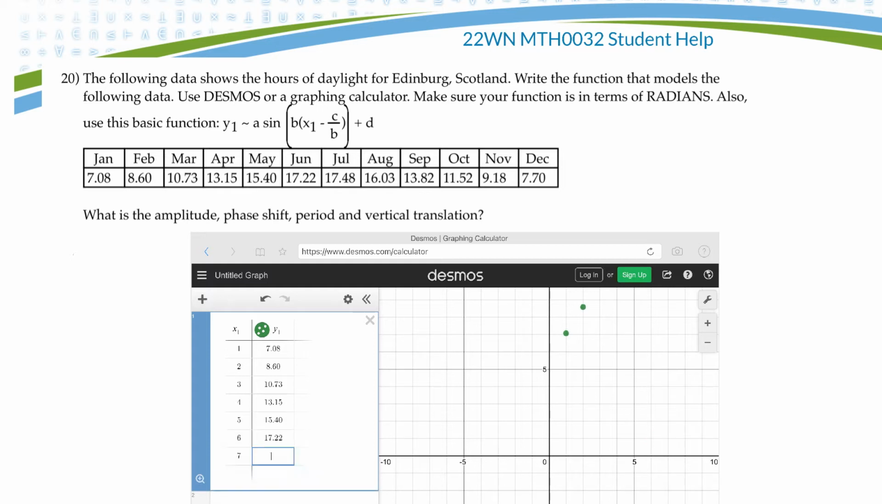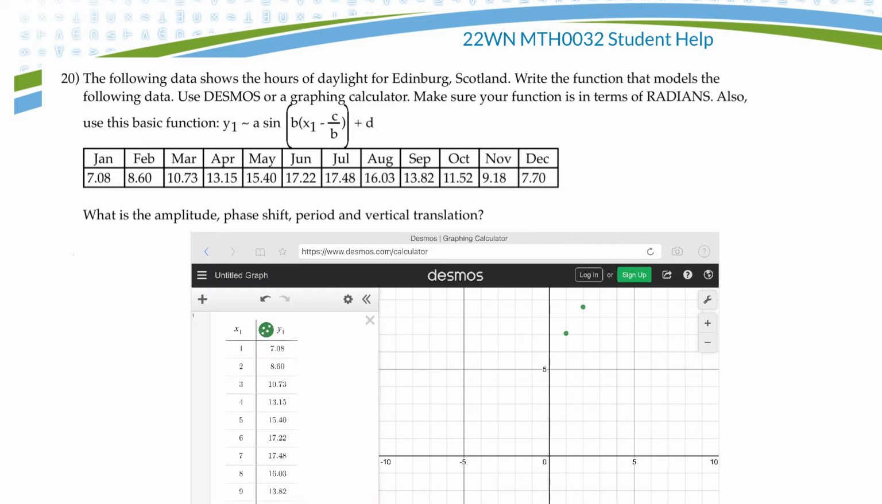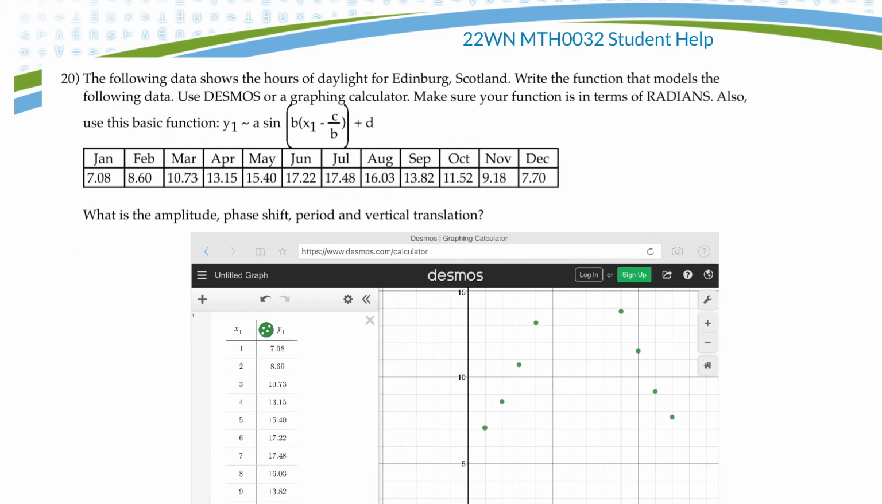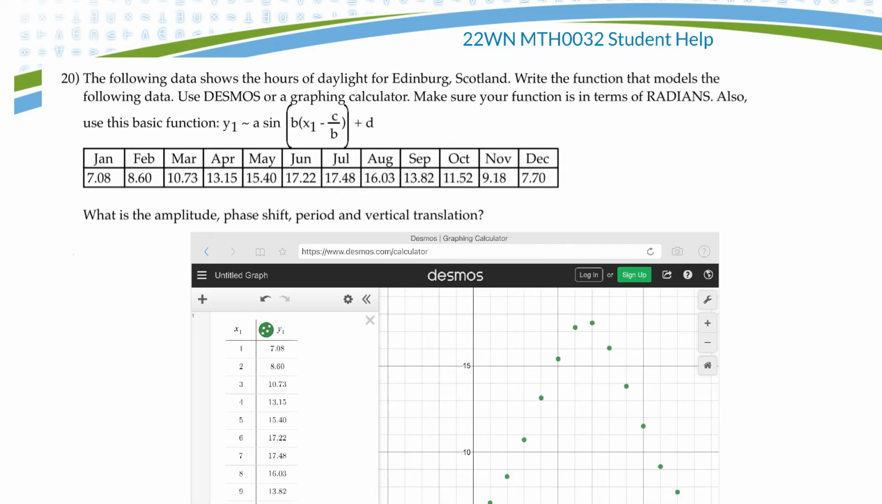And that's one thing you need to do, just make sure you're checking as you go to make sure that all your numbers are accurate. 9.18 and 12 is 7.70. There we go. Okay, so I have all this data, and on my graph I can't really see them, but if I move over, it looks like now I can see them.